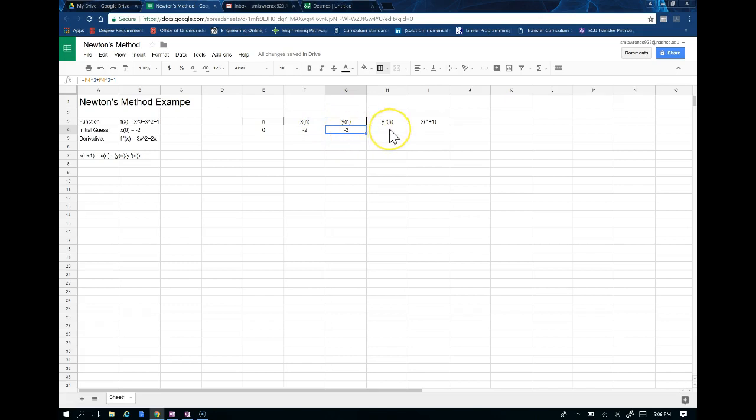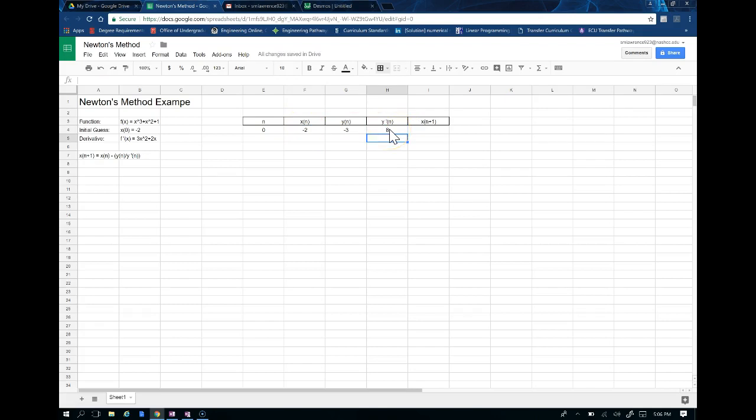We got -3. And then when I do my y prime, again, I need to reference my x value, but I need to tell it the operations to do. So I have my derivative over here that says to do 3 times your x value squared. So I'm going to say equals 3 times my x value squared. And then we need to add 2 times the x value. And that's how we get our derivative. And again, we got 8.